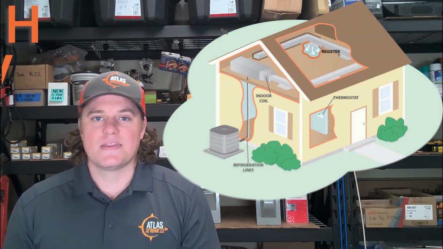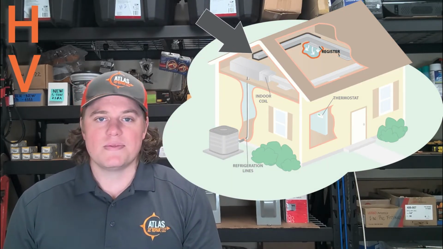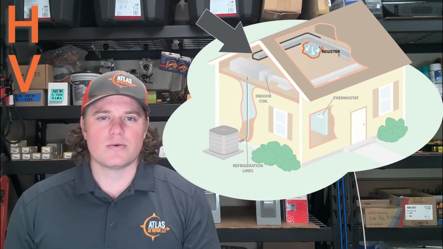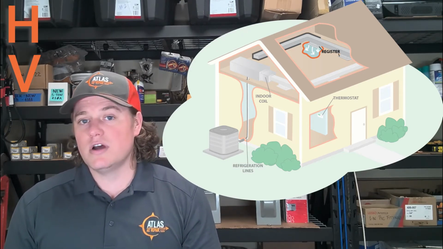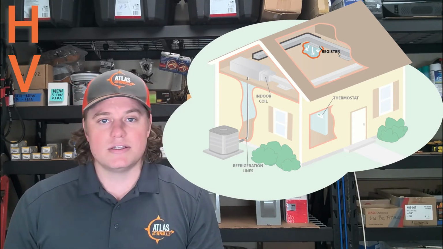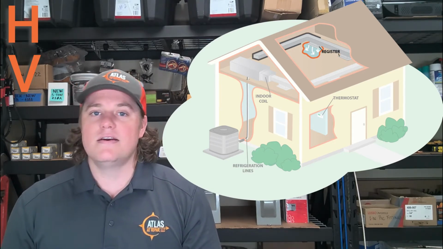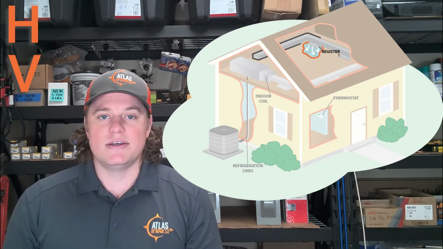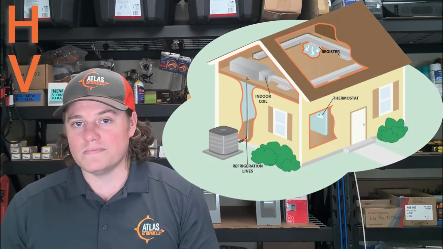Next is V. V stands for ventilation, and simply put, that's your ductwork throughout your home. And what your ductwork does is it makes sure that your air is directed to where it needs to go, and then it also makes sure that it's evenly distributed throughout your home.